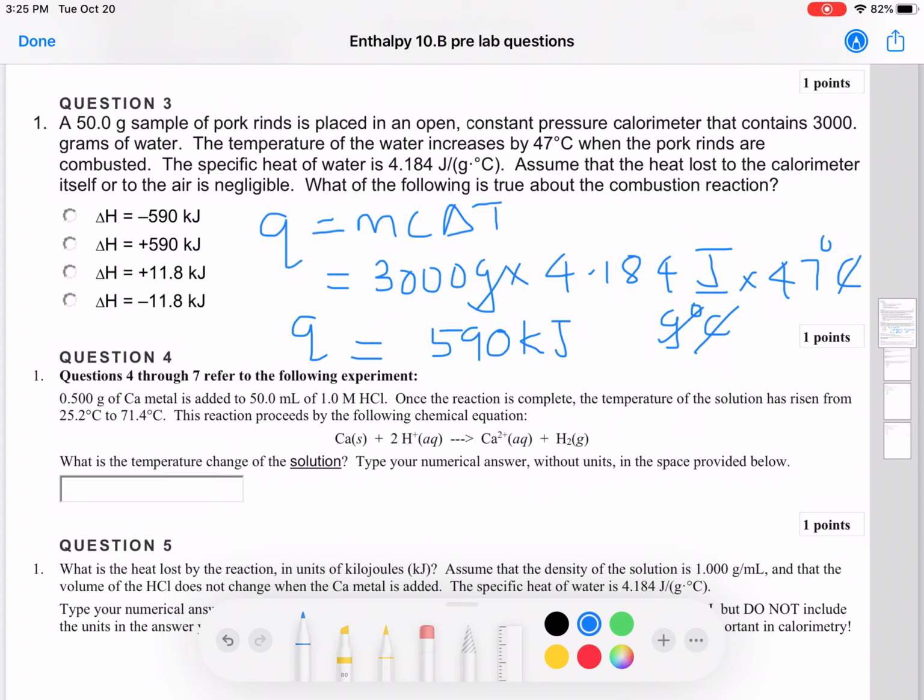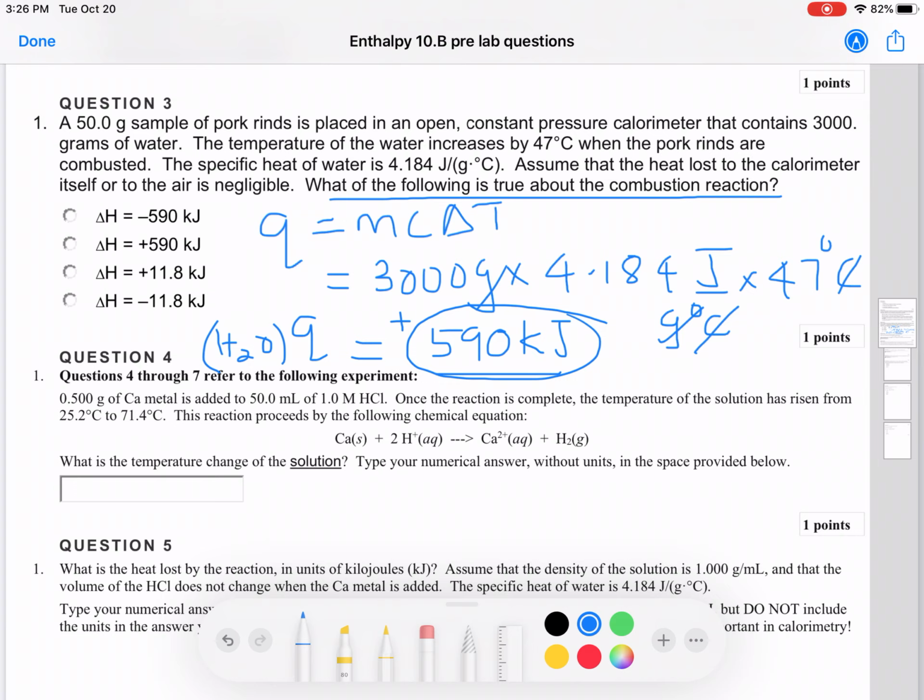But what is being asked is, which of the following is true about the combustion reaction? What we just calculated is Q for the water, because the water absorbed the heat lost by the combustion reaction. So it is positive for the water. But what about for the combustion reaction? It lost the heat, right? What we want to find out is the enthalpy for the combustion reaction. It's going to be the same amount, but the opposite sign. So that would be negative 590 kilojoules.